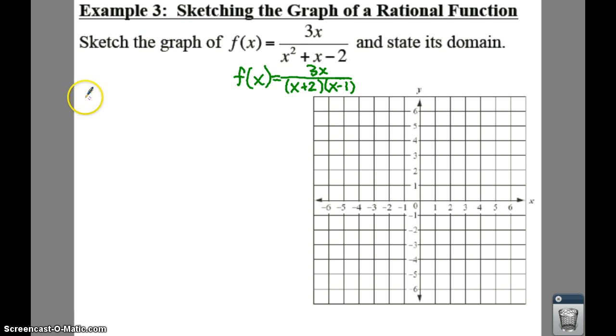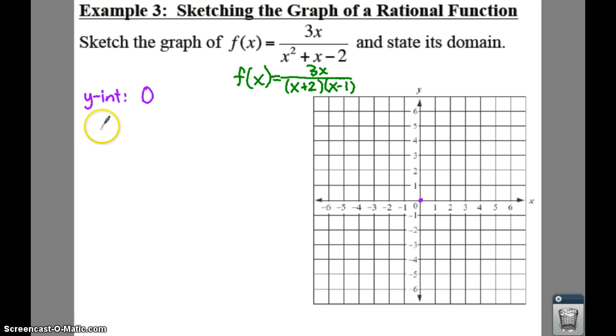The first step is we need to find our y-intercept. So your y-intercept is at, well, you plug a 0 in for everything. So you have a 0 on top divided by negative 2. Well, 0 over anything is just 0. So your y-intercept is at 0.